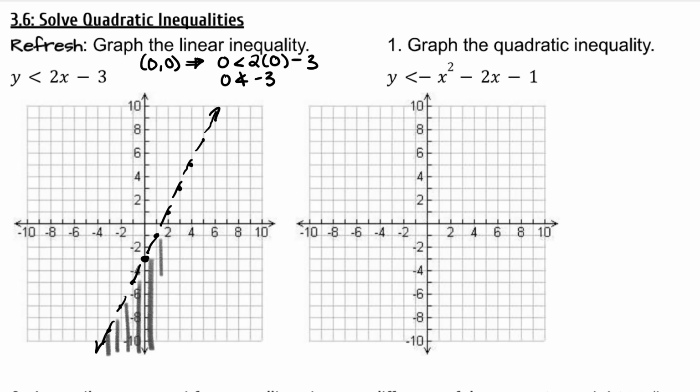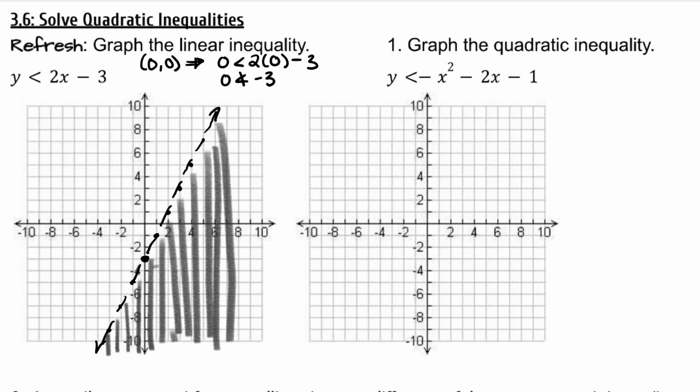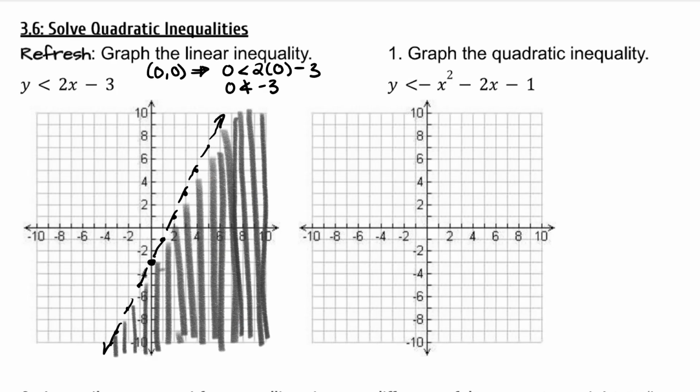You could also visually notice that less than would be below this line. Any point that exists in this shaded region is a solution to this particular inequality. Now let's graph a quadratic inequality.